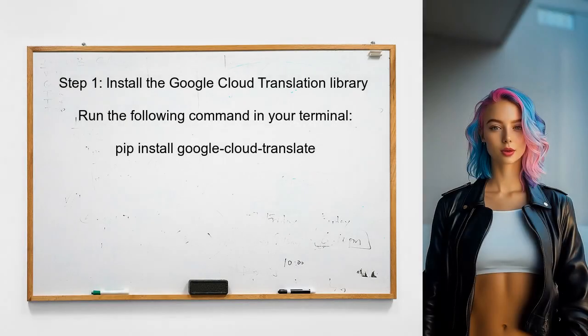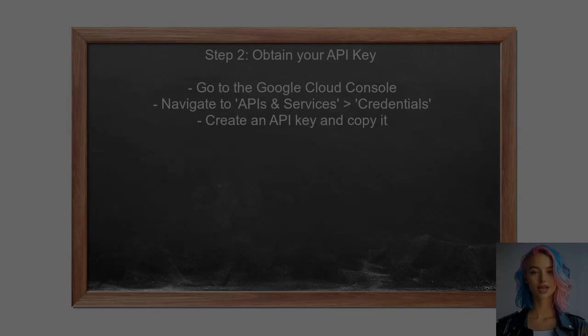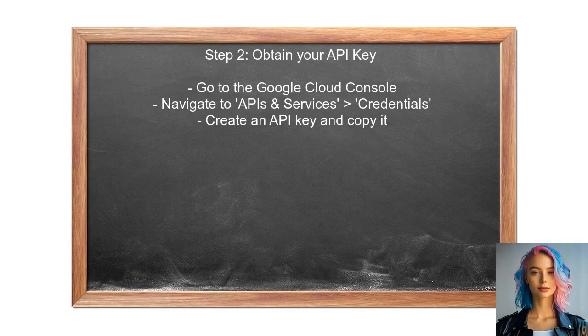To begin using the Google Translation API, the user needs to set up their environment by installing the Google Cloud Translation Library. This can be done using the Python package manager, pip. Next, the user should ensure they have their API key ready. This key is essential for authenticating requests to the Google Translation API.